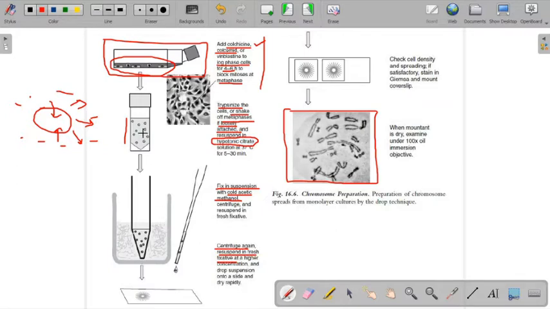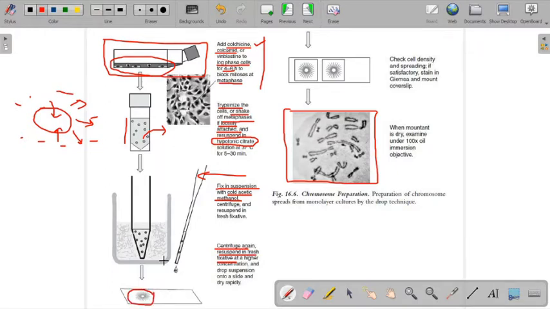Remember that we have extracted all the trypsinized suspension, whatever remains, and we have added the acetic acid methanol fixative to it. Then we extract this culture in a very ice cold condition with the help of a Pasteur pipette. This is the pipette, and we put a drop on a grease free slide, remember, a grease free slide, on one side of the slide.